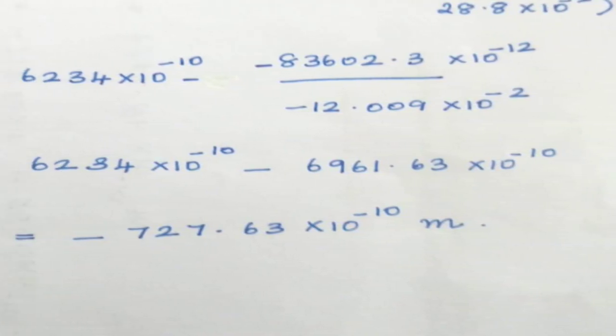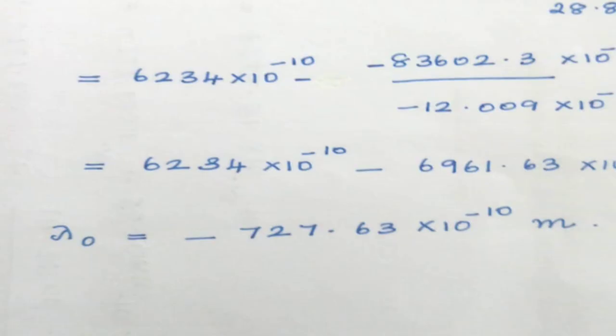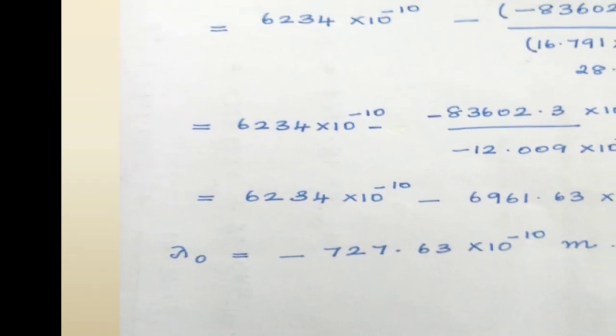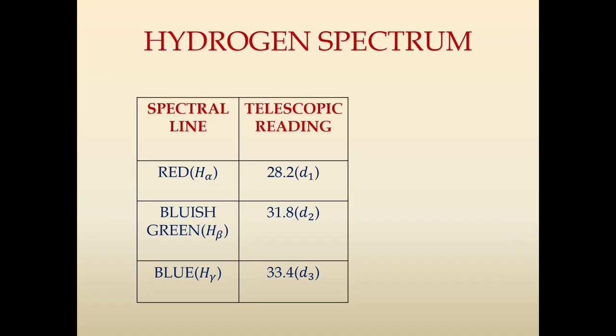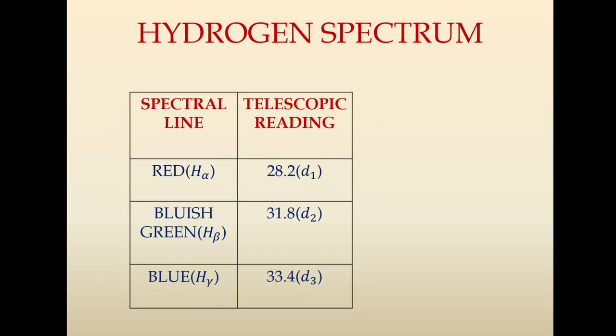lambda naught equal to minus 727.63 into 10 power minus 10 meter. So we have found lambda naught. So we have found all the constants of Hartmann's constants. Next, look at the values of hydrogen spectrum.